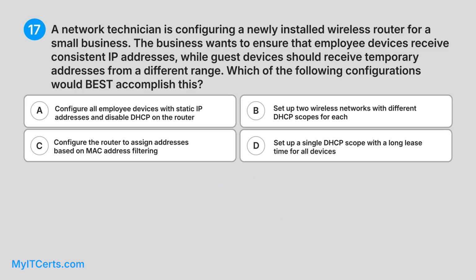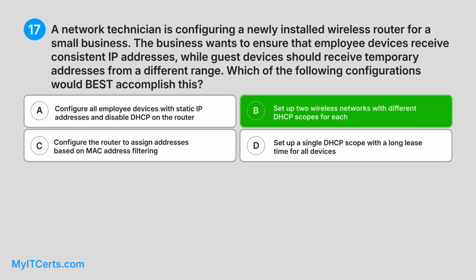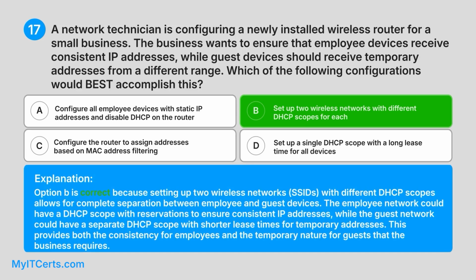Correct answer. B. Set up 2 wireless networks with different DHCP scopes for each. Explanation: Option B is correct because setting up 2 wireless networks, SSIDs, with different DHCP scopes allows for complete separation between employee and guest devices. The employee network could have a DHCP scope with reservations to ensure consistent IP addresses, while the guest network could have a separate DHCP scope with tuned lease times for temporary addresses. This provides both the consistency for employees and the temporary nature for guests that the business requires.